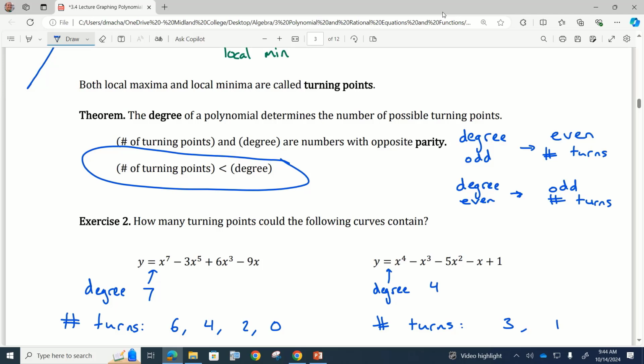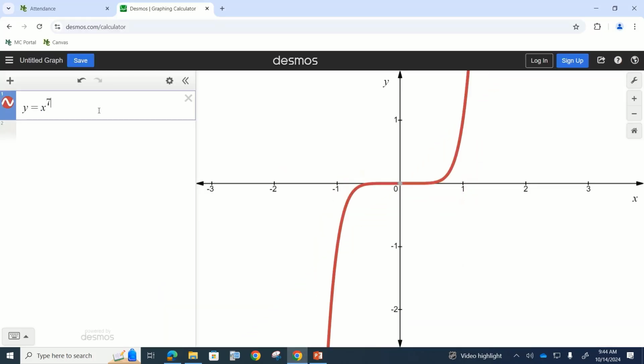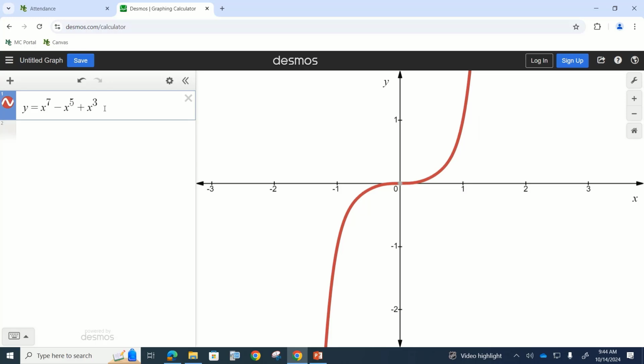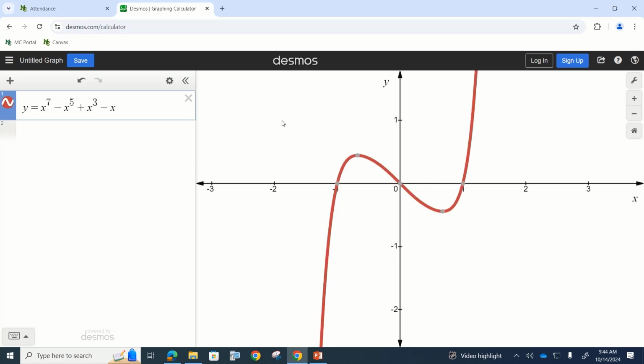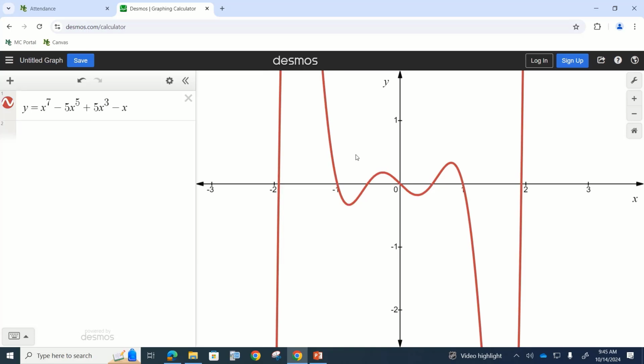So I forgot to include this on your homework, but one possible exercise is, could you make a degree 7 polynomial that has 6 turns? It's not that easy. You might start off with x to the 7th power, and then to get 6 turns, I mean, if I just try to guess at something, I've only got 2 turns so far. To make this more turny, I might try to increase some of these coefficients. Oh, there we go. That wasn't so bad.